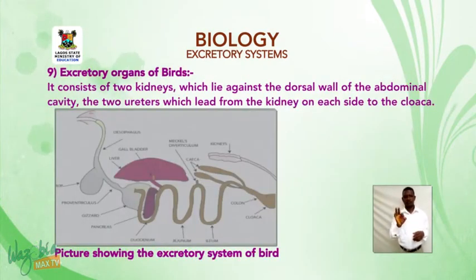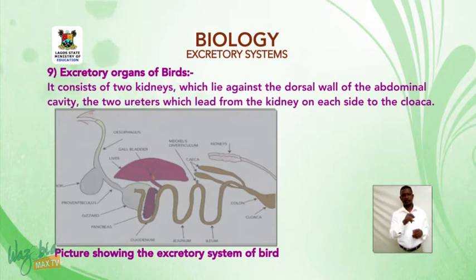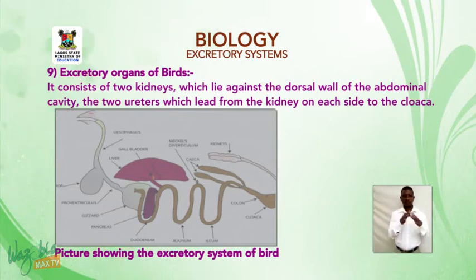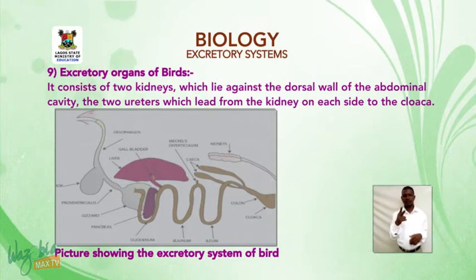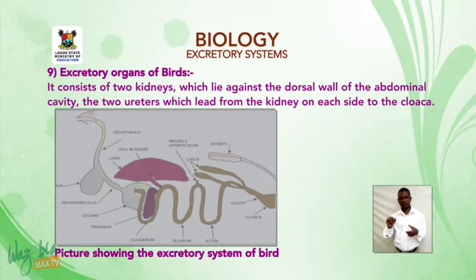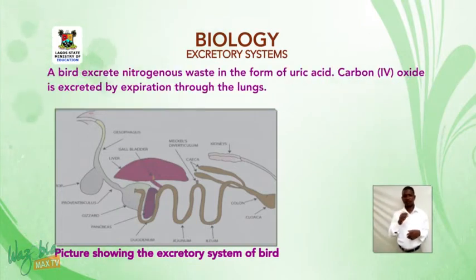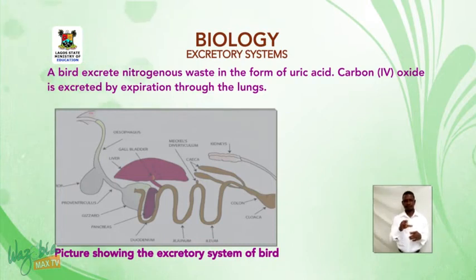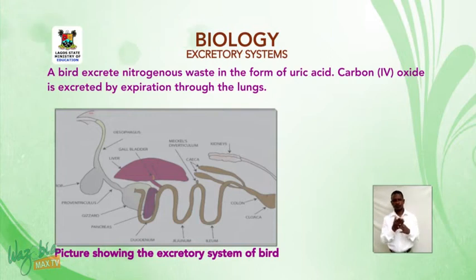9. Excretory organs of birds. It consists of 2 kidneys, which lie against the dorsal wall of the abdominal cavity, and 2 ureters, which lead from the kidney on each side to the cloaca. A bird excretes nitrogenous waste in the form of uric acid. Carbon dioxide is excreted by expiration through the lungs.